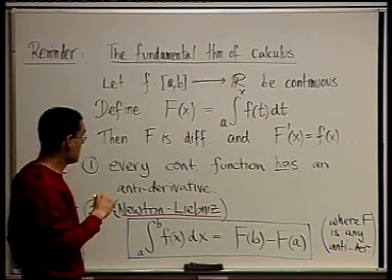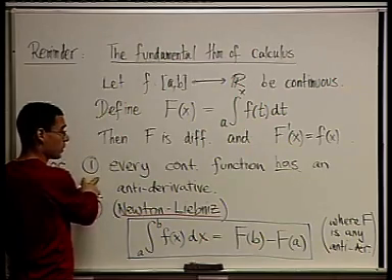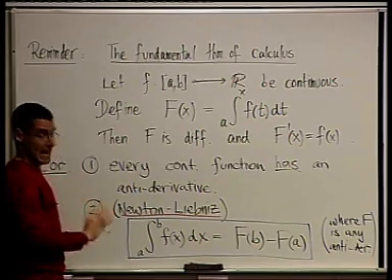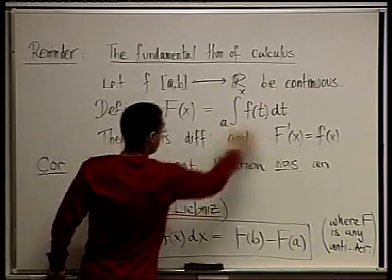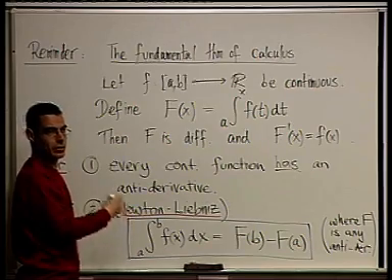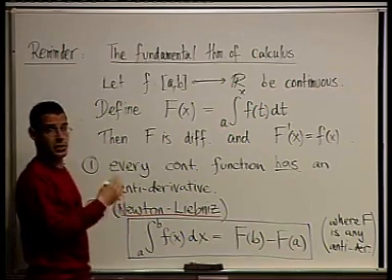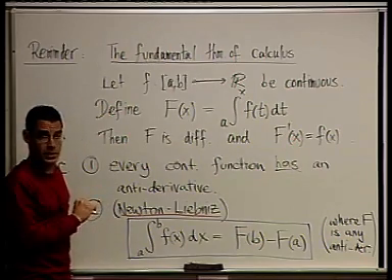Okay? Now, the corollaries were, the first one was, every continuous function has an antiderivative. There it is. It's this function. Although, we mentioned that the antiderivative does not necessarily have an explicit formula. Sometimes it does and sometimes it doesn't.